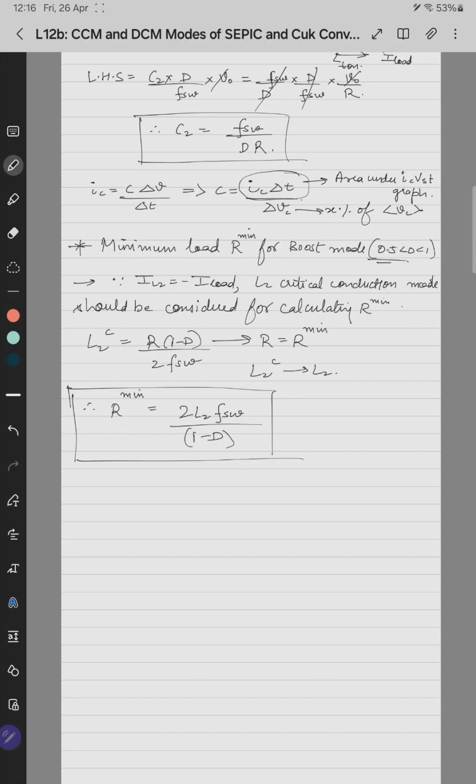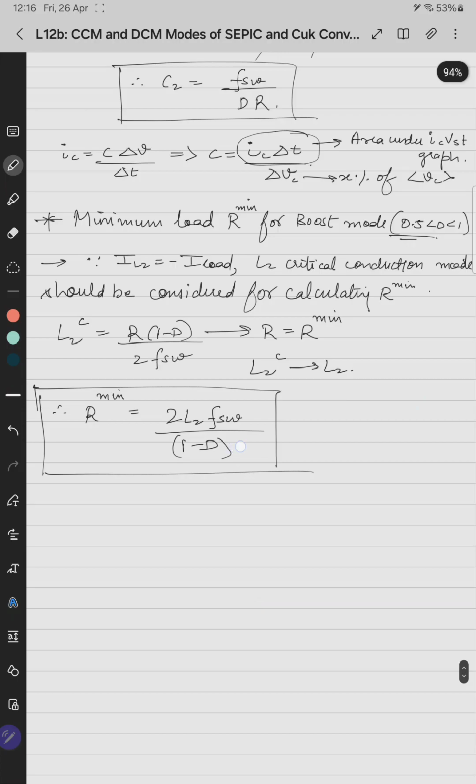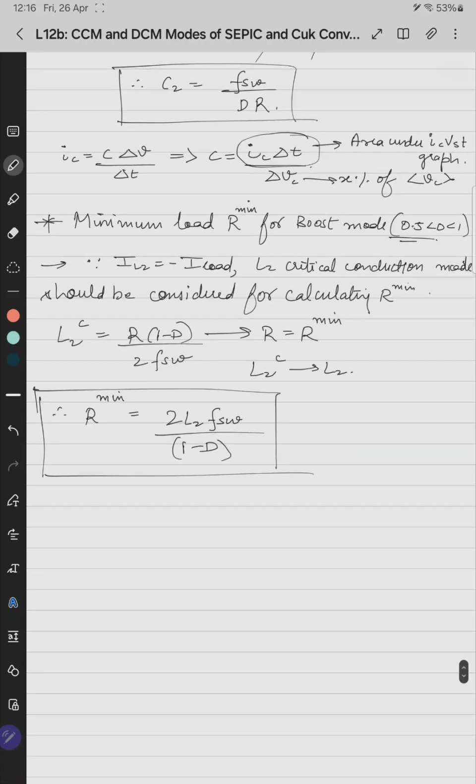So both are the same expression because both are derived using the same principle, that I minimum is 0, that is, when the waveform is just on the verge of going discontinuous. It is just the way in which we are expressing it. If we write this expression in terms of L, it is L critical. If we express it in terms of R, it is R minimum. So both are the same thing.